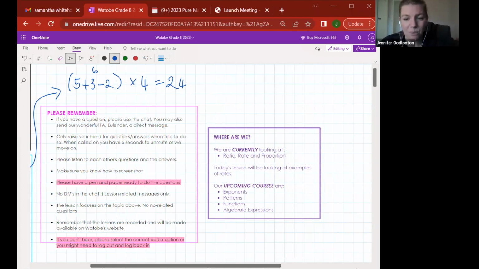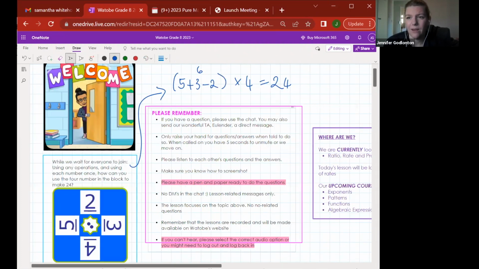We're currently working on ratio, rate, and proportion. So today we're going to be focusing on direct and inverse proportion. I'm going to try and give you some hints to make it a little bit easier. And then on Wednesday, we're going to be doing consolidation of this course that we've been doing. Your next course that's coming up is going to be exponents, which is super cool. So very jealous. We're going to have fun with that.